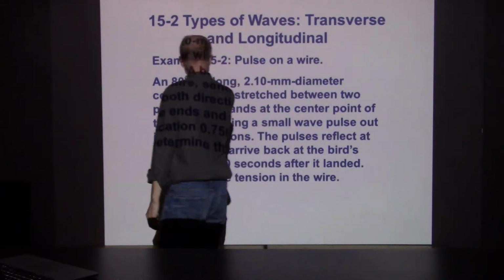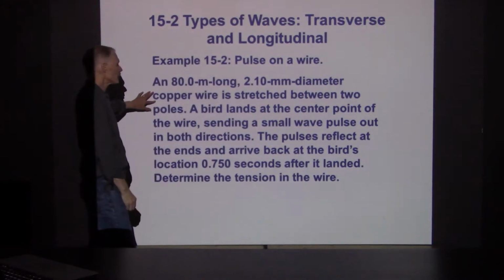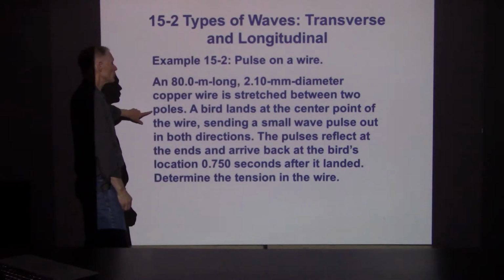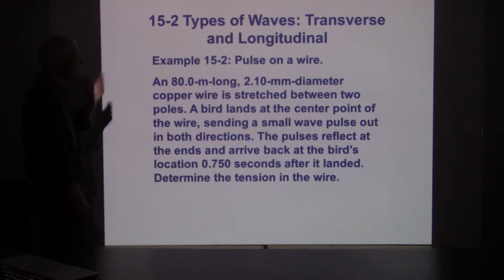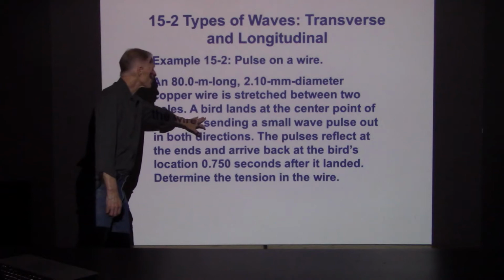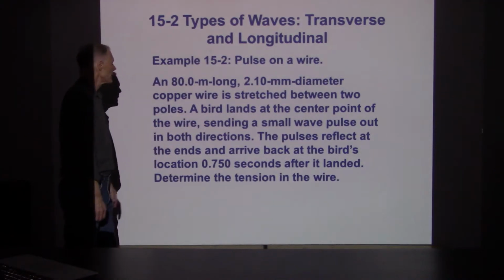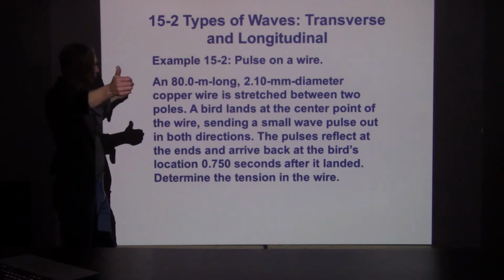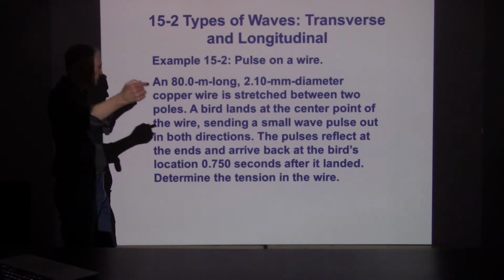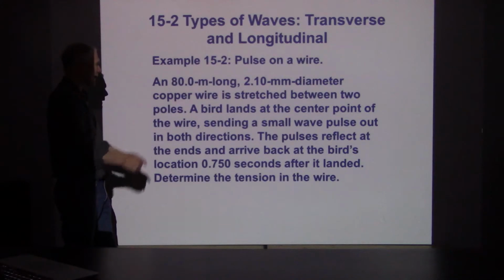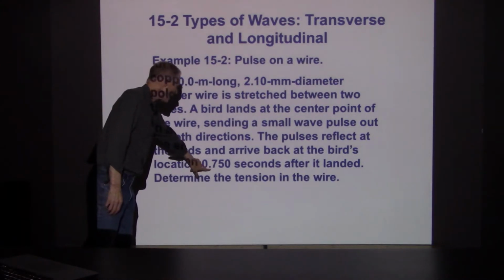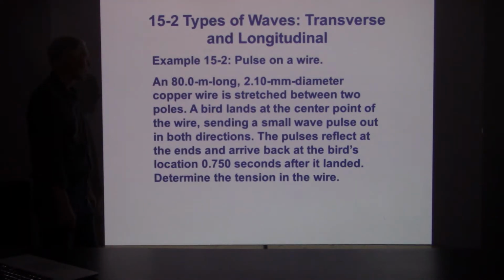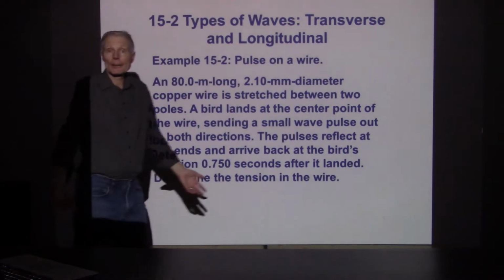And the copper wire is stretched between two poles. Now, I guess what they're going to do here is put tension into it. It says that a bird lands at the center point on the wire, and that creates a disturbance. The disturbance travels out in both directions, and then it reflects at the ends and comes back. And it comes back 0.75 seconds after landing. What's the tension in the wire?